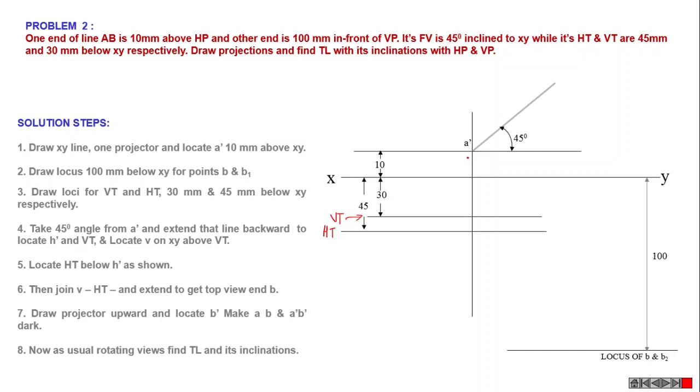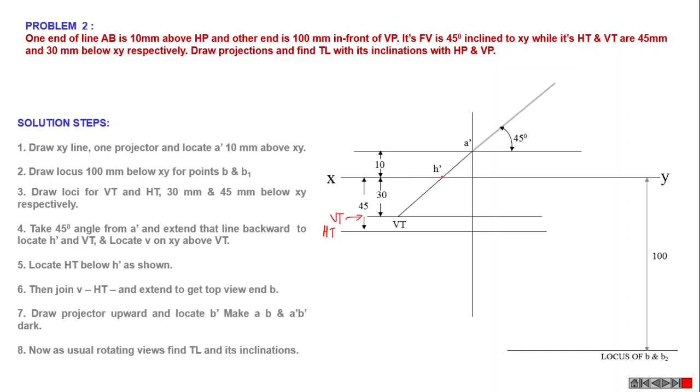Then we can apply the principle of collinearity. We can apply the principle that front view, VT and H dash must be collinear. By extending this particular line, we can locate that H dash and VT. This is the locus of VT, and whenever the front view or its extension intersects the XY line, that intersecting point will become H dash.